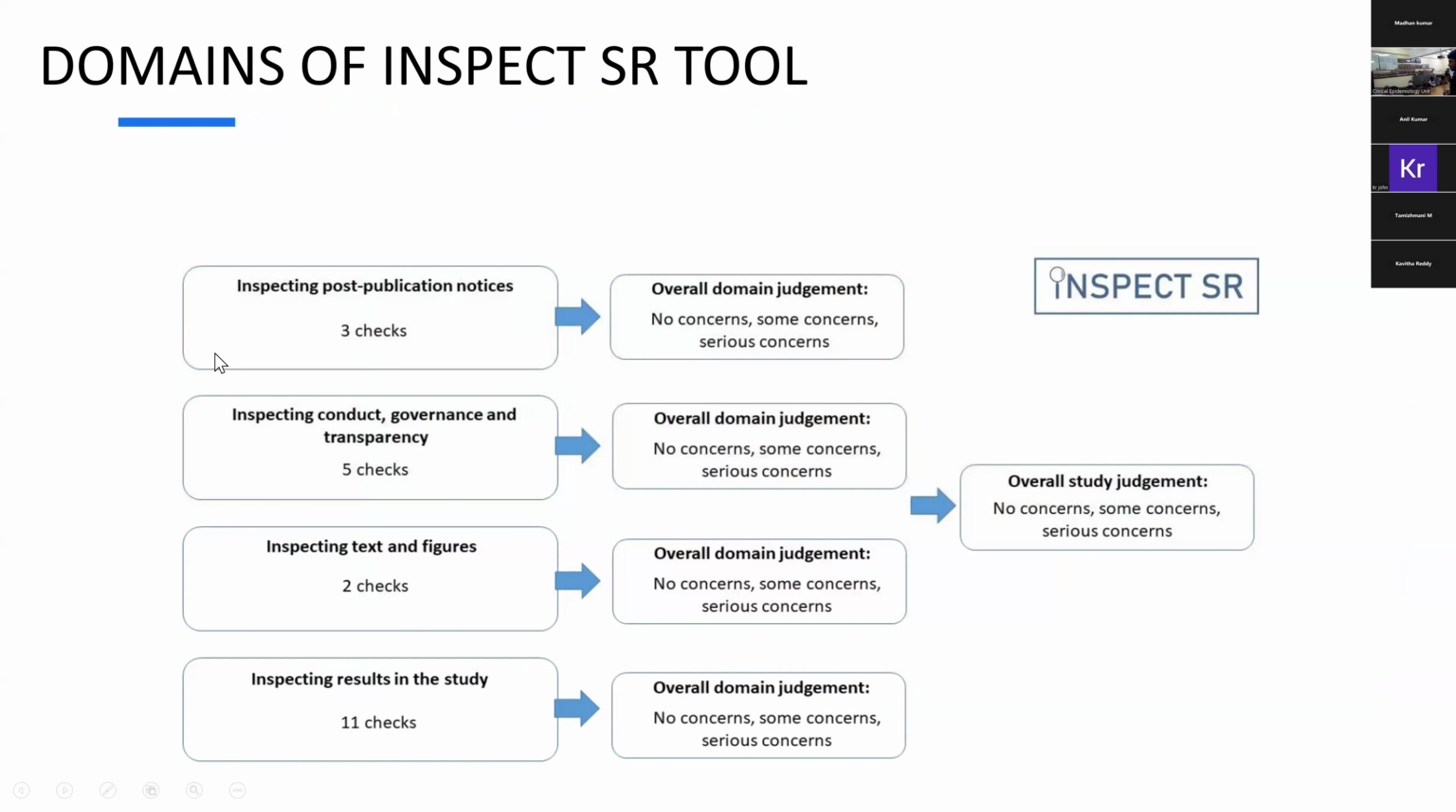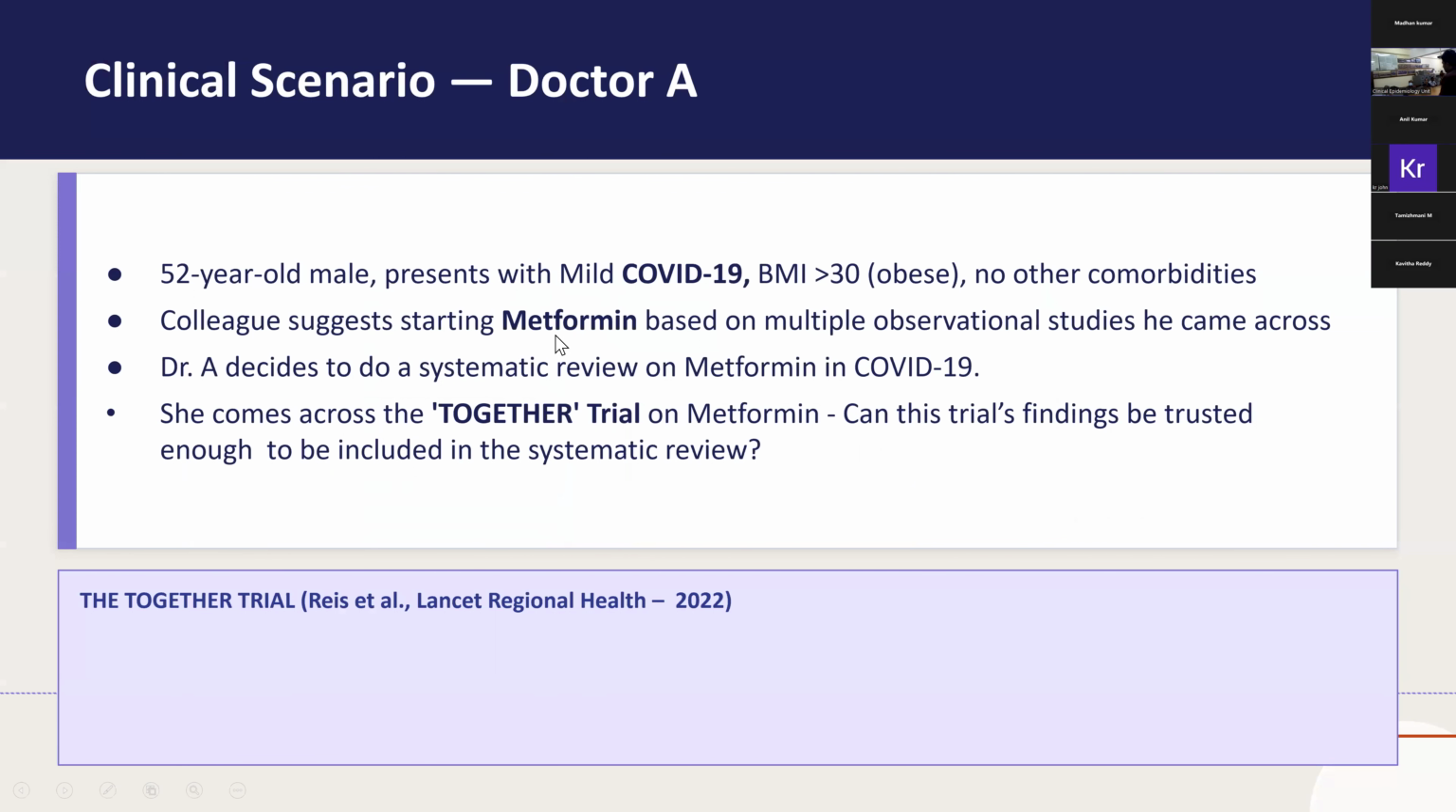So this is again the image showing the similar 4 domains of the checklist and give an overall assessment for each of these domains and giving an overall study judgment based on all these 4 domains. So before we go into the critical appraisal using the Inspect SR checklist, I would like to put forward a clinical scenario. Here you come across a 52-year-old male who has presented with mild COVID-19. He has obesity and does not have any other risk factors for severe COVID-19. And your colleague in the hospital suggests to start metformin for this patient based on many observational studies that he came across. So before you could start metformin, the doctor here decides to do a systematic review about metformin and COVID-19 to understand the study's evidence.